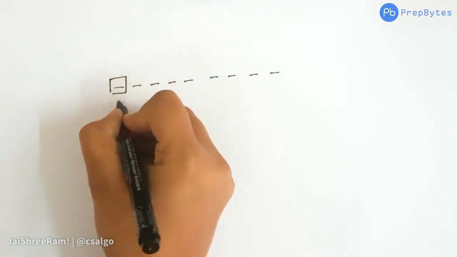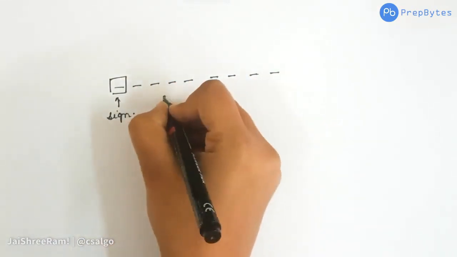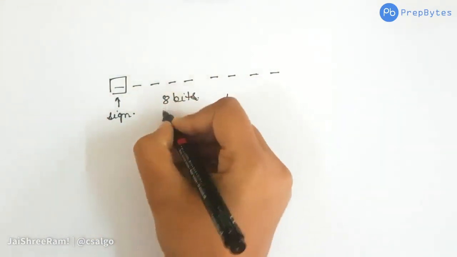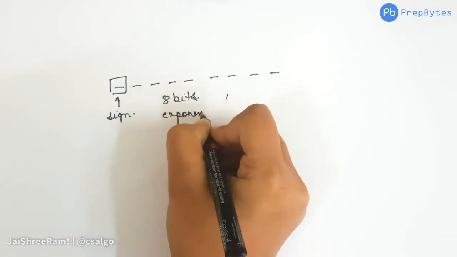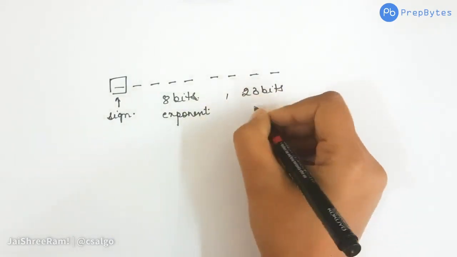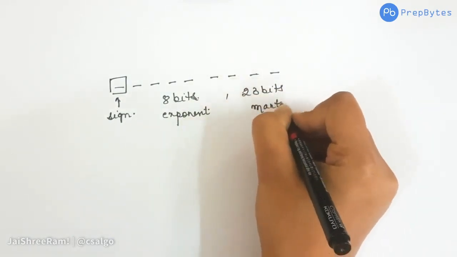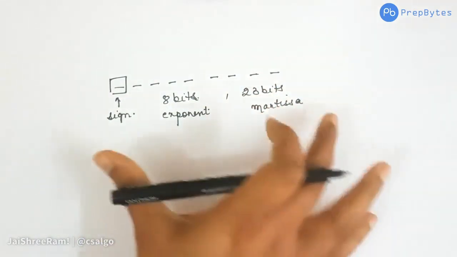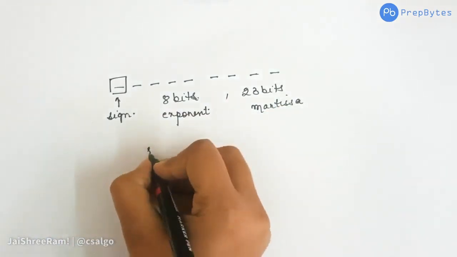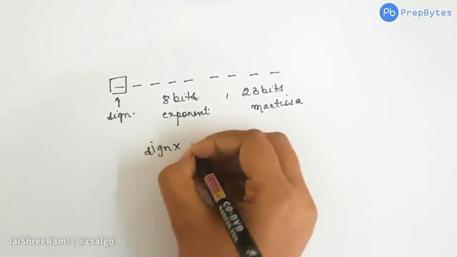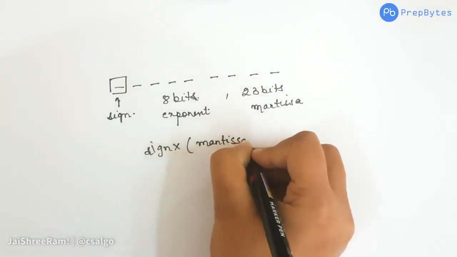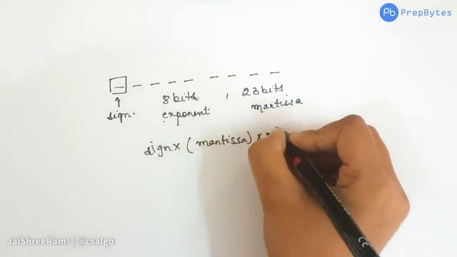The first bit is assigned to the sign, 8 bits are assigned to the exponent, and I'll come to what an exponent is, and 23 bits are assigned to the fractional part or the mantissa. And if we use this to come up with a floating number, it generally looks something like this: sign into fractional part into 2 to the power exponent.